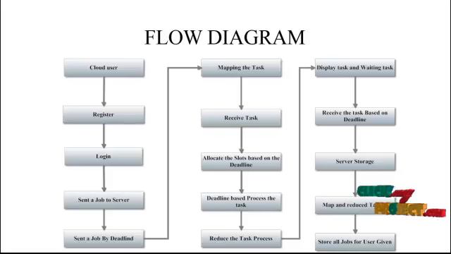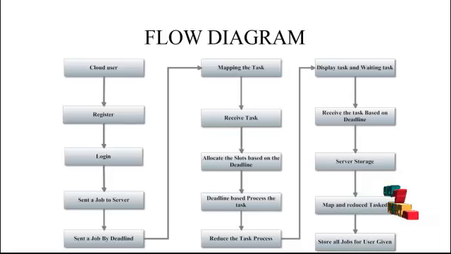Mapping the task. Mapping the task receives the task and allocates the slots based on the deadlines. The slots determine which files will be assigned priority based on the deadlines. The deadlines are the priority of the jobs. Deadline-based processing of the task is then used in the reduce task process. The reduce task process displays which tasks will be running and which tasks will be waiting in the process. The slots will be running at the same time.